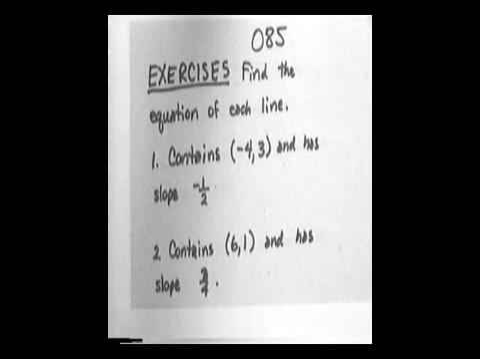For exercise 2, contains 6, 1, and has slope 3/4. Be sure you have these exercises copied down correctly. Let me read this fraction at the bottom again. I'm not sure you can read it clearly. It is 3/4. After you have them copied correctly, stop the tape and work the exercises, then restart the tape to check your answers.